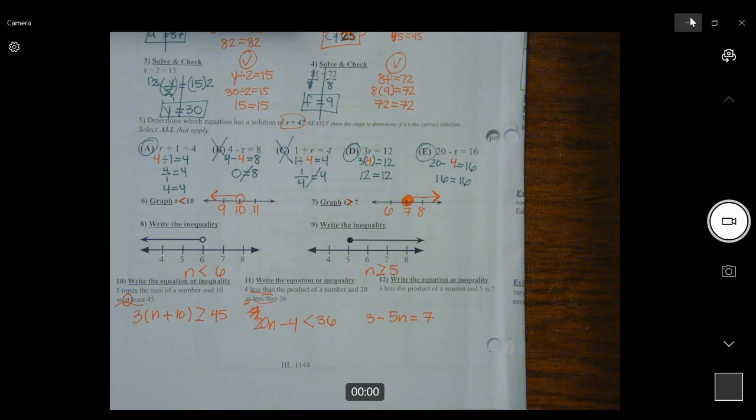And then hopefully you became a little bit more comfortable with graphing inequalities. You got this. You're going to do great.